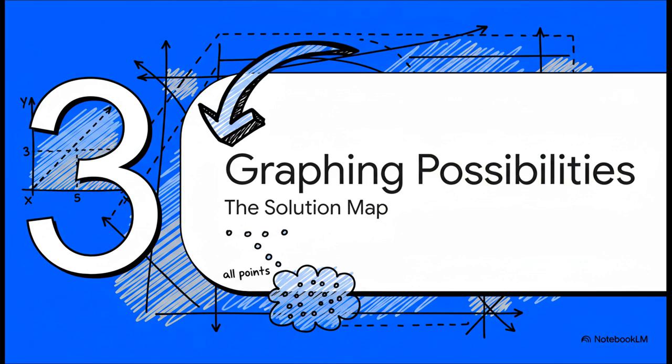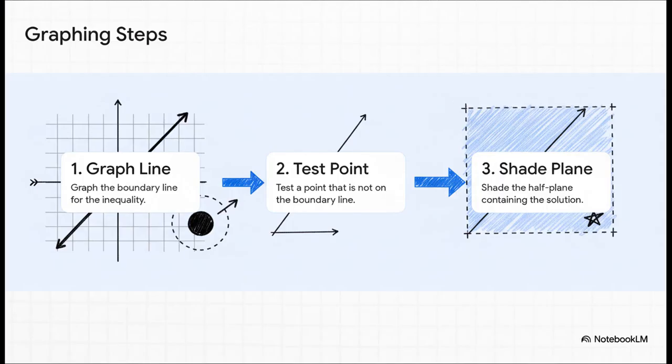So now we know how to check one point at a time. But how do we find all of them without testing forever? We create a map, a visual map of every single possible solution. And that is where graphing comes in. And just like checking a point, graphing follows a really simple three-step plan. First, you draw the boundary line. Second, you send in a little scout, a single test point, to see which side of the line is the solution side. And third, you just shade in that entire side to make your map.